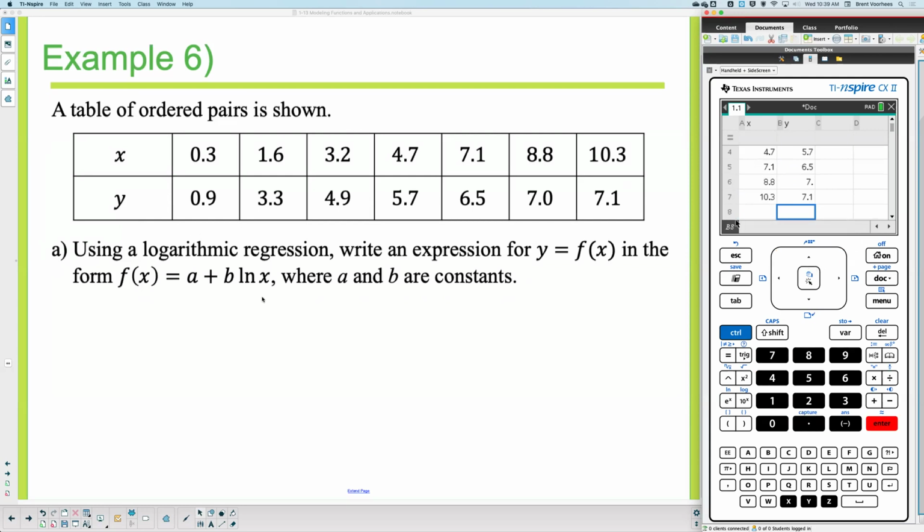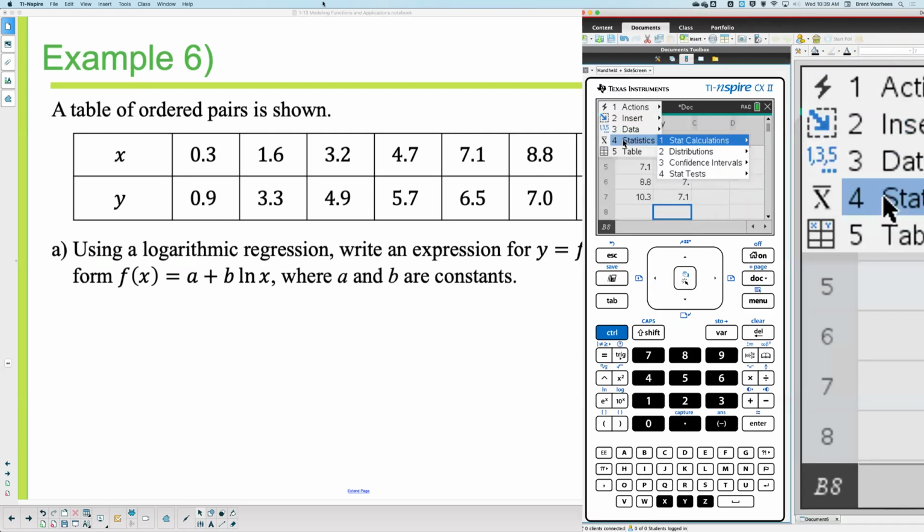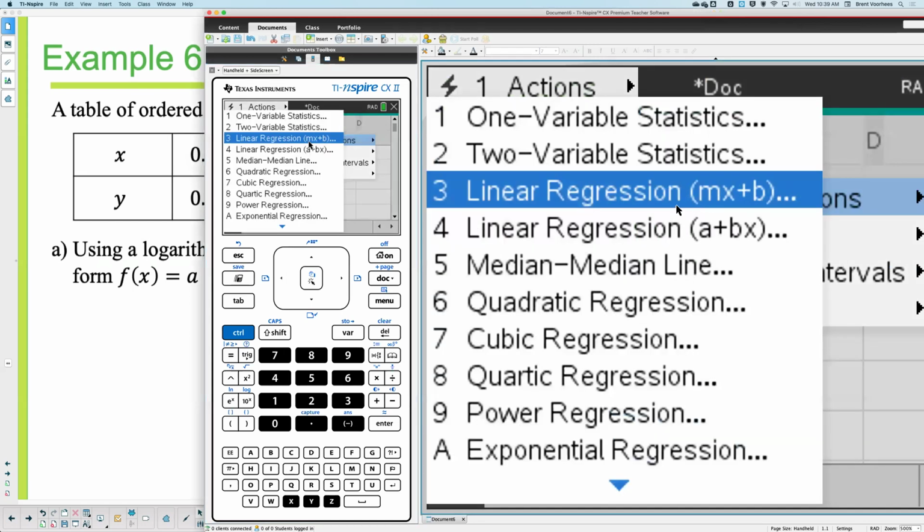Okay, on this problem, it says using a logarithmic regression. So I know we haven't covered logs yet, but it's telling us what to use. We're going to choose a logarithmic regression. Write an equation in this form. Okay, so press menu, statistics, stat calculations.